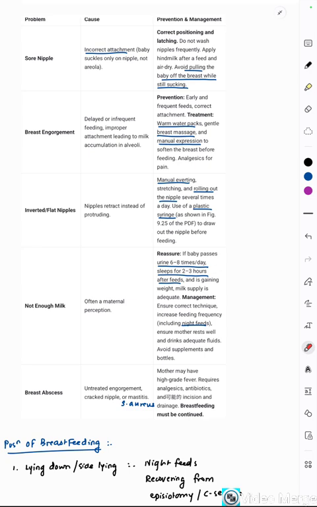Then the breast engorgement. Breast engorgement is seen when delayed breastfeeding or infrequent feeding is present, because of which the milk starts to accumulate within the alveoli. Management is advised for frequent breastfeeding. Apart from that, warm water packs, breast massage and manual expression are indicated.